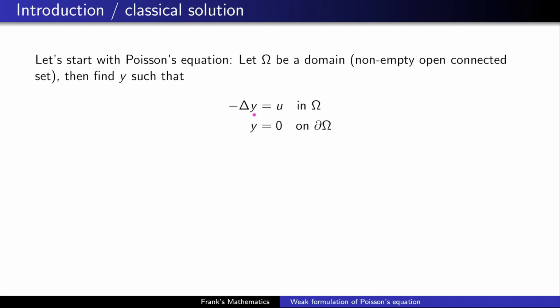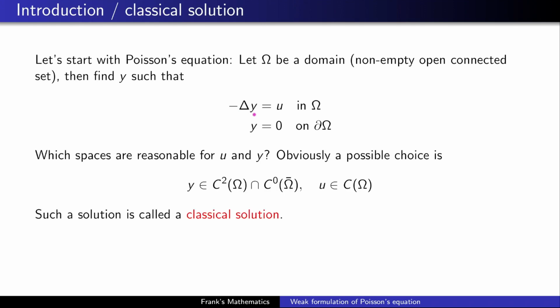What are reasonable spaces for our functions y and u? Well, obviously a choice is to pick y in the space of twice differentiable functions in the domain, and it should be continuous also on the boundary. And we want u to be continuous. If we have such a pair y and u which satisfies this condition and also satisfies our partial differential equation, then such a solution is called a classical solution.